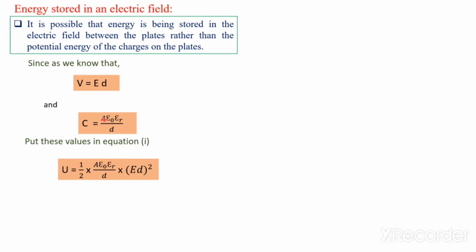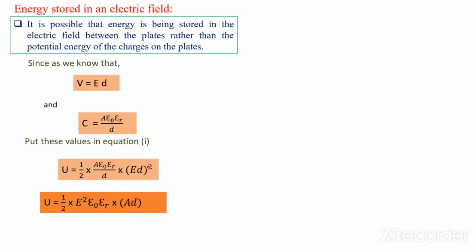It is possible that energy is being stored in the electric field between the plates rather than as the potential energy of the charges on the plates. It is better to consider energy stored in the electric field between the plates, as we have V equals E into D and C equals A into epsilon naught into epsilon R divided by D. By putting the values of V and C in equation number 1, we get energy stored in a capacitor U equals half A into epsilon naught into epsilon R divided by D into E square D square.